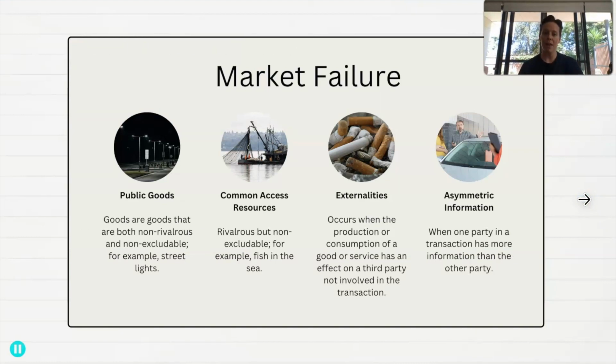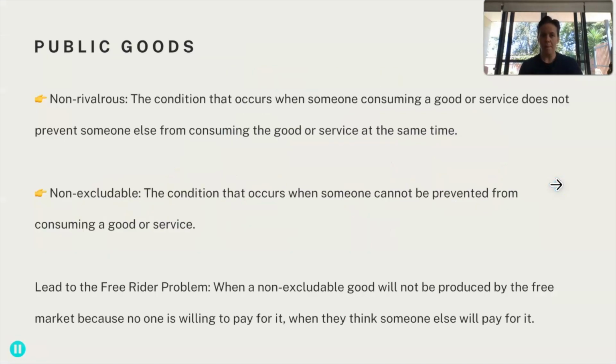Now, in terms of market failure, I said before, think about it as an umbrella term. There are 4 different types, and this video is going to focus on public goods. So public goods is a type of market failure. What are we talking about? There are 2 conditions that need to be satisfied. The first is that they are non-rivalrous, okay? Note the word rival and what that means. Non-rivalrous means that there's a condition that occurs when someone consuming the good does not prevent someone else from consuming the good or service at the same time.